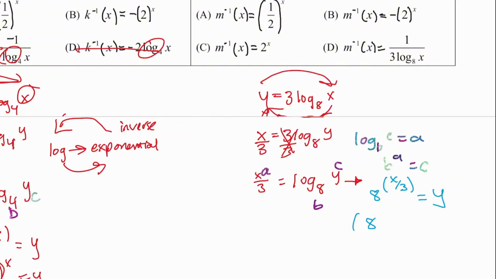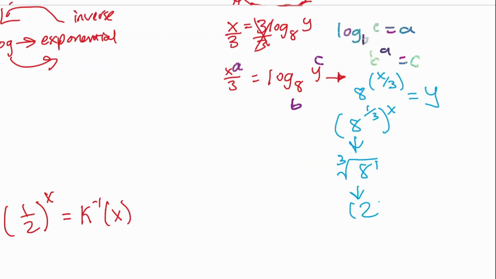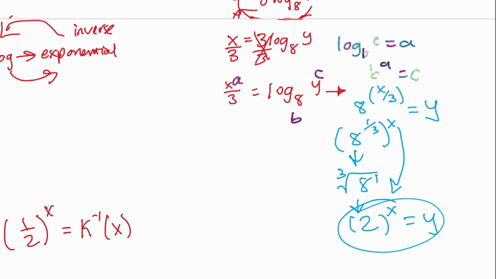So we can separate 1 over 3x. We have a fraction here. It's not negative, so we don't have to change it into another fraction. So this is going to be the same thing as the cube root of 8. The denominator goes into the index. You can add a 1 here if that helps you understand more. And then this is equal to 2, because the cube root of 8 is 2. And don't forget to bring that power of x back in, and that's equal to y. So that should be our inverse equation right there.